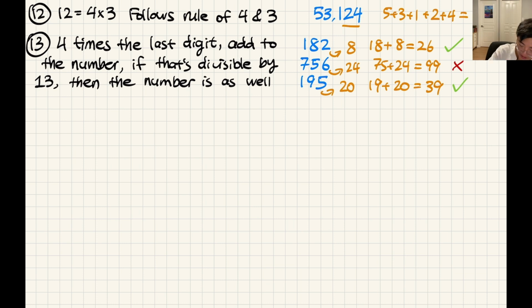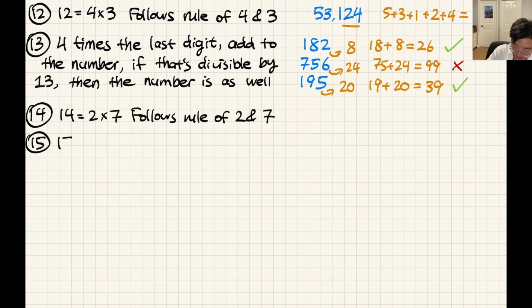Cool. 14. Same rules. So 14 is 2 times 7. So it follows the rules of 2 and 7. 15 is 3 times 5. Follows the rules of 3 and 5.